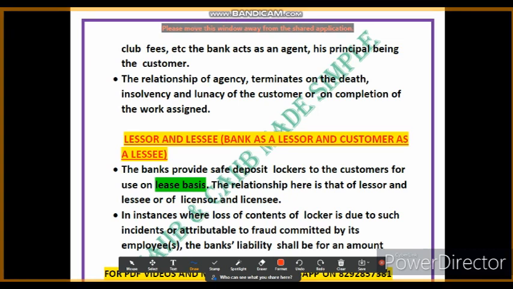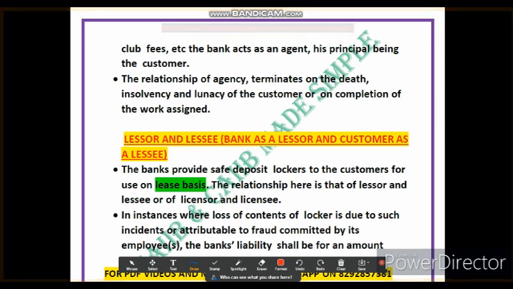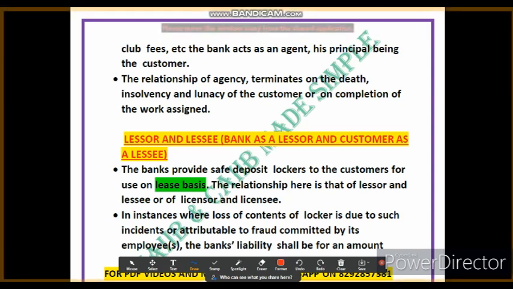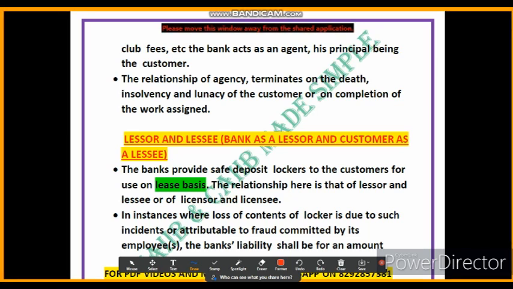So let's summarize this. In the agent principal relationship, the bank is like an agent on the behalf of the customer. In the lessor lessee relationship, the bank leases a safe deposit locker to the customer, where the bank acts like a lessor and the customer as a lessee. However, it's important to review the terms and conditions regarding the bank's liability in case of incidents or loss.